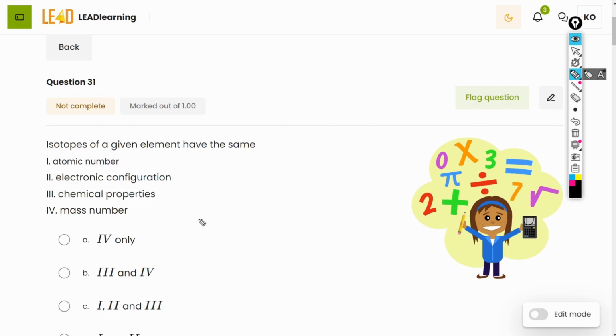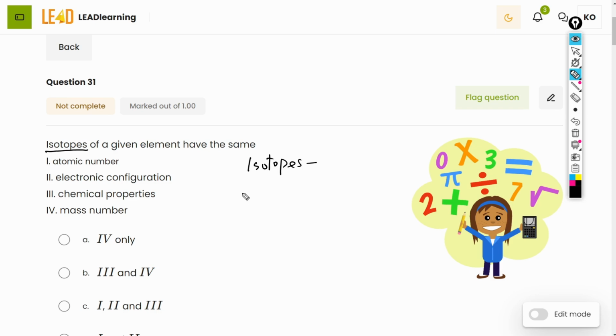Question 31. Isotopes of a given element have the same. Now we need to understand the definition of isotopes. Isotopes are atoms of the same element that have the same proton number but different atomic mass.